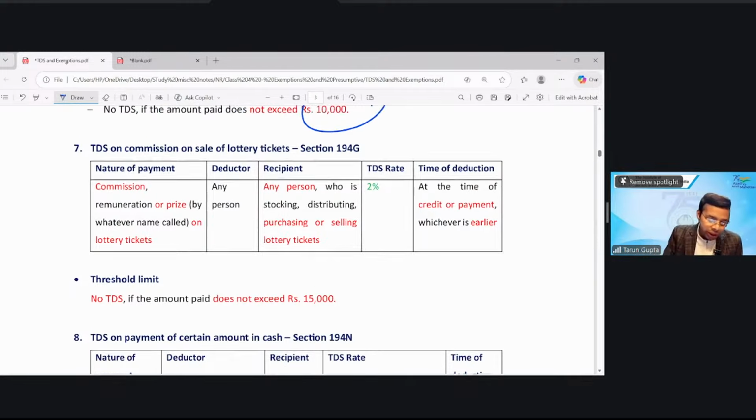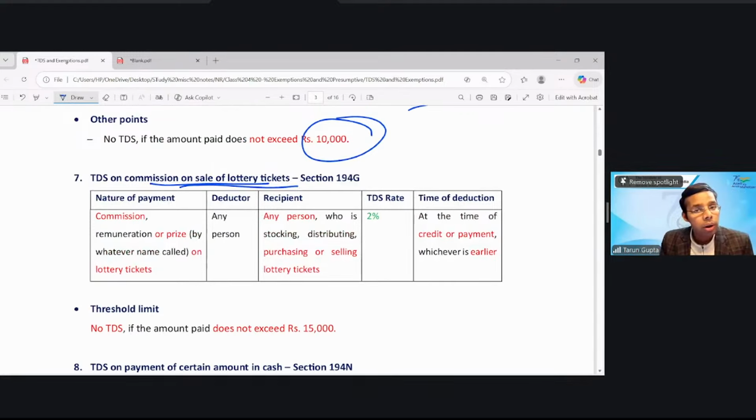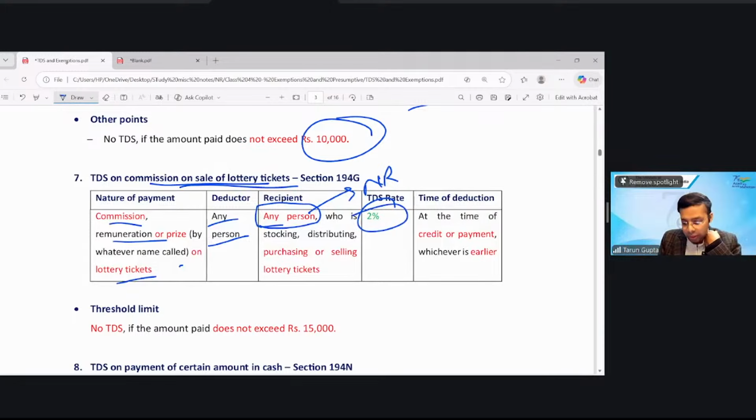194G is commission on sale of lottery tickets. In section 194B, we discussed TDS on winnings of lottery income. In case of 194G, we are discussing the commission, meaning the person who is selling the lottery ticket, who is organizing this lottery game, is getting a commission. So tax is levied on his commission income. Commission, remuneration or prize on lottery tickets, deductor is any person. Recipient means any person, so any person includes non-resident as well. Tax to be deducted at 2%, at payment or credit whichever is earlier, threshold of 15,000.